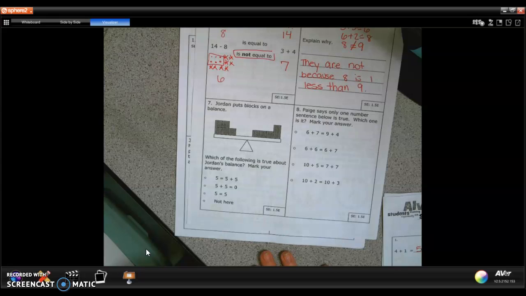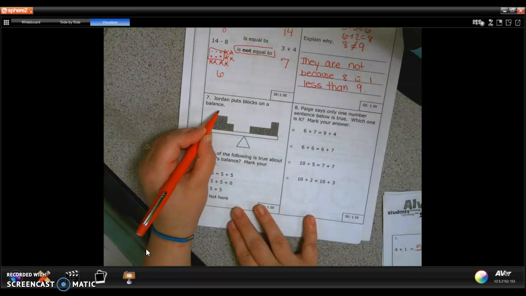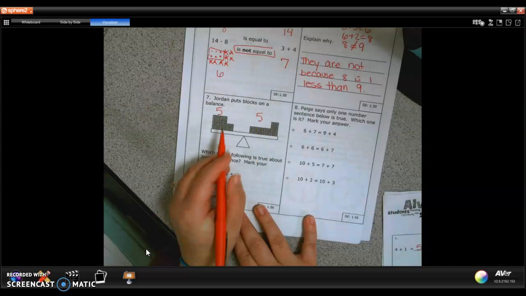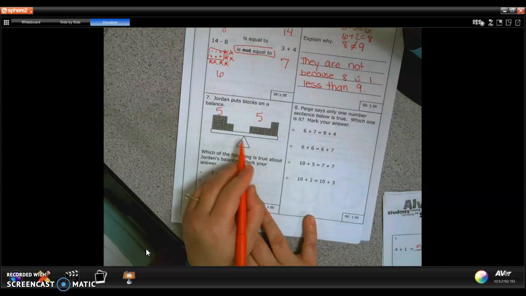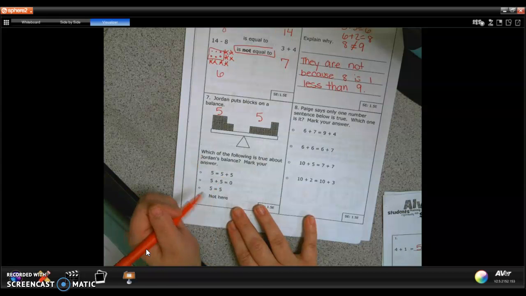Jordan puts blocks on a balance. Which of the following is true about Jordan's balance? Mark your answers. Well, I know he has 1, 2, 3, 4, 5. I see 5 blocks here, and I see 1, 2, 3, 4, 5. I see 5 blocks here. I know the balance scale is straight, so I know it's equal. So I know 5 plus 5 equals 10 blocks.